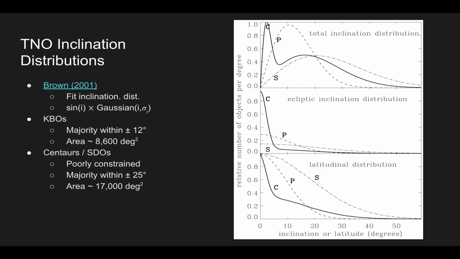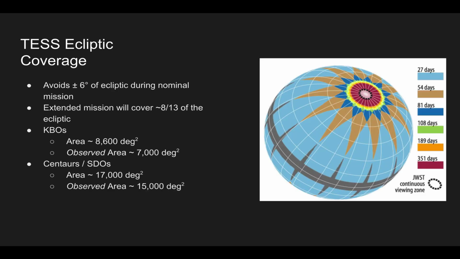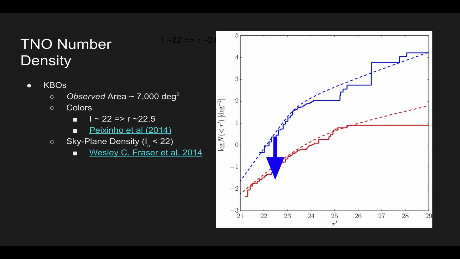So we need to consider that in conjunction with the fraction of the sky that TESS is expected to observe close to the ecliptic. And so we think for the area of the Kuiper Belt objects that TESS should observe somewhere around 7,000 square degrees out of that 8,600 effective area. And then similarly for the centaurs, TESS will observe something around 15,000 square degrees out of the effective area of like 17,000 degrees for the total population. So that gives us the fraction of these populations that we expect to observe, and so then we need to consider the expected sky plane density of objects as a function of magnitude.